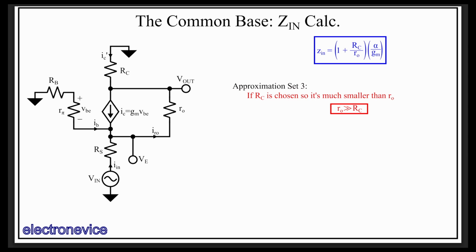Again, this does not work out if Rc is from an active load or something similar. However, if you do happen to have Rc much less than Ro, then the Rc over Ro term goes to 0, and Zin simplifies to alpha over Gm, also known as little re. So with these approximations, we get a very straightforward input impedance. This is also the typical approximation of the impedance looking into the emitter, regardless of the kind of circuit used, though in other circuits the impedance at the base can often change that significantly.